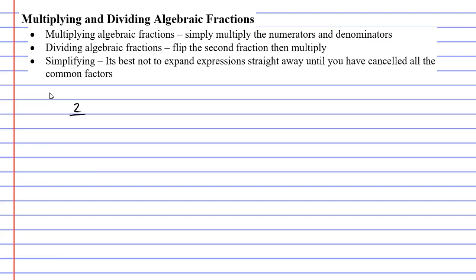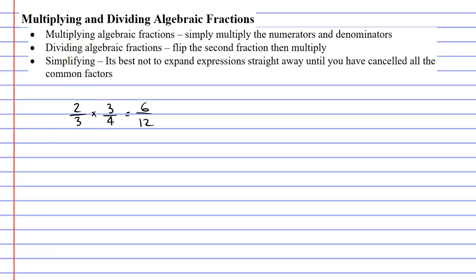So let's say I had 2/3 multiplied by 3/4. Multiplying fractions is really simple. You just multiply the top two numbers, 2 times 3, which gives us 6, and then multiply the bottom two numbers, 3 times 4, and you get 6/12.